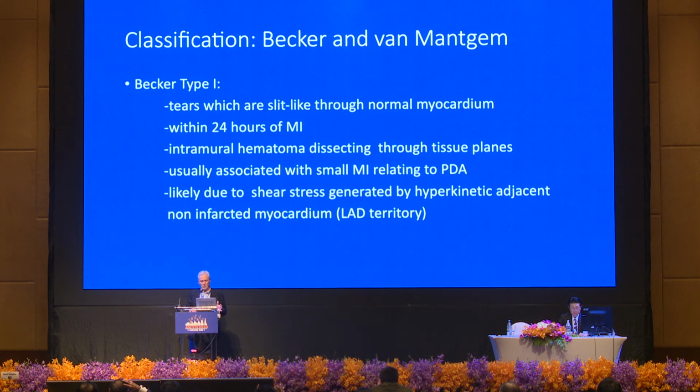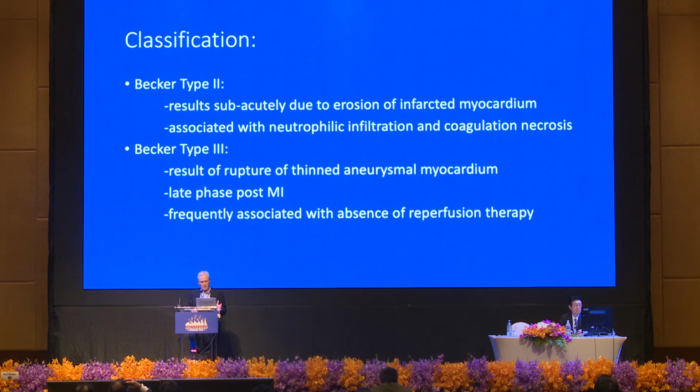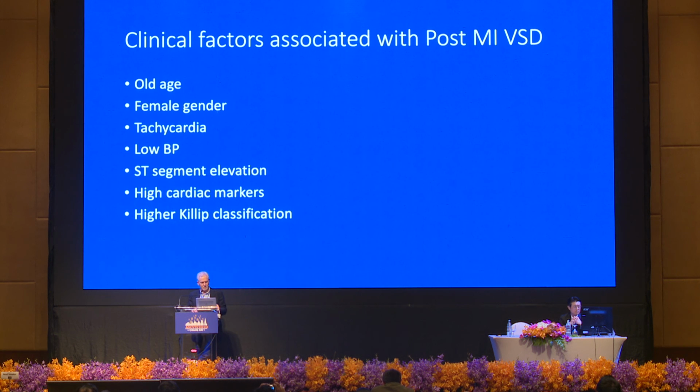And the reason it's so complex to deal with, they think, is that shear stress is generated by the hyperkinetic myocardium surrounding the infarct, which causes this hematoma to dissect through different tissue planes. Becker type 2 is a subacute infarct due to erosion of the infarcted myocardium, usually the anterior territory, and is easier to deal with. And type 3 is a long-standing complication of an aneurysm that perforates as a late phase post-myocardial infarction.